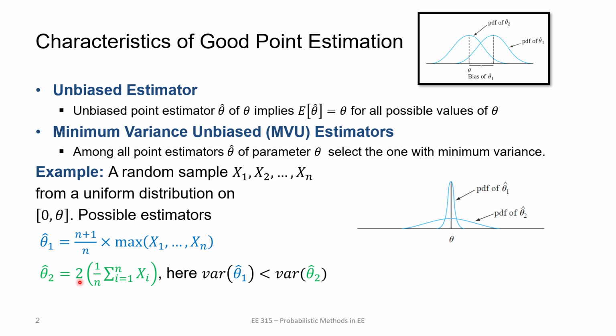So we can find here that the variance of this estimator is less than the second variance. We would like to pick the one which has less variance. So the variance of theta 1 is less than the variance of theta 2. So a good estimator is unbiased and has minimum variance at the same time.